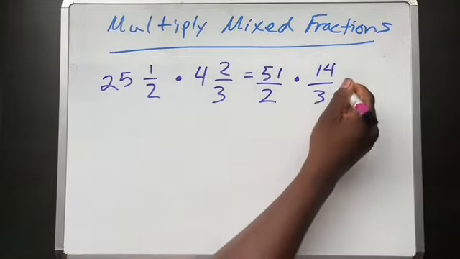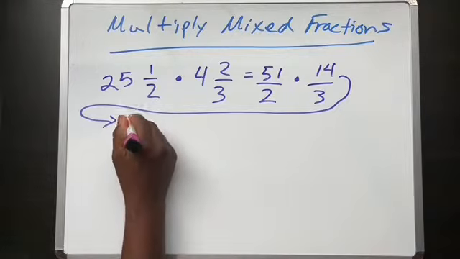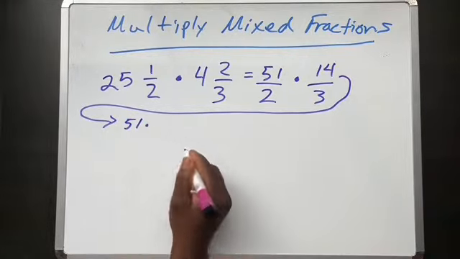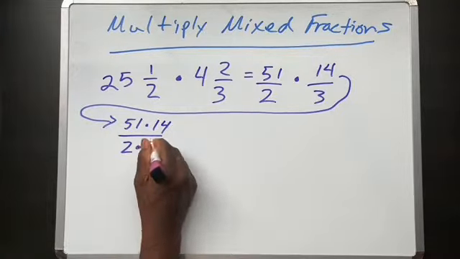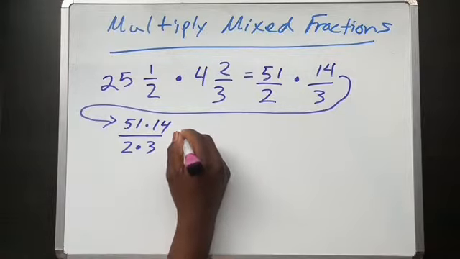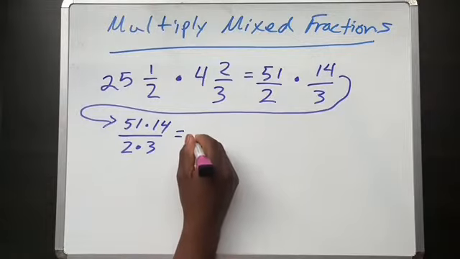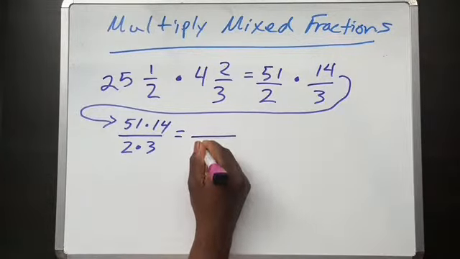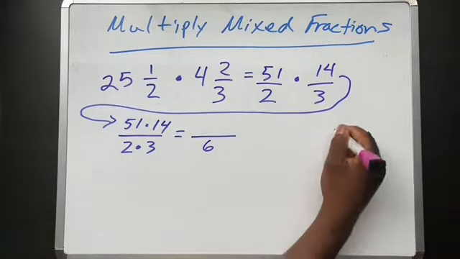Now, I'm going to draw an arrow, and we're going to multiply the numerators. We get 51 times 14 over 2 times 3. Okay, looking pretty good. And we're going to go ahead and multiply. 2 times 3 is 6. And we need to multiply 51 times 14, so we'll do that.